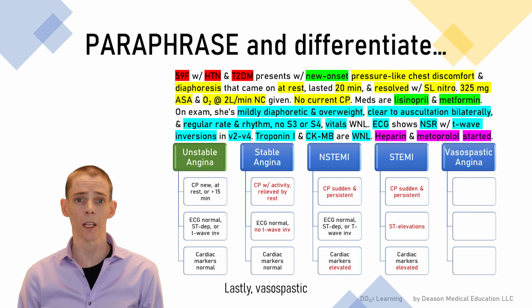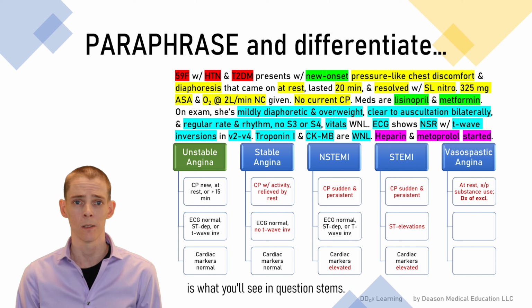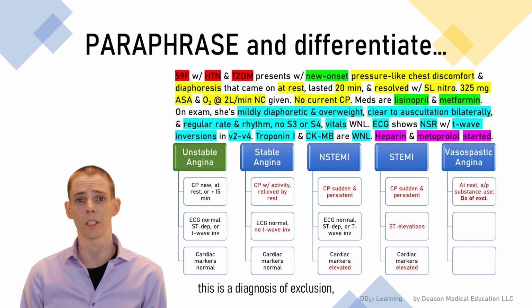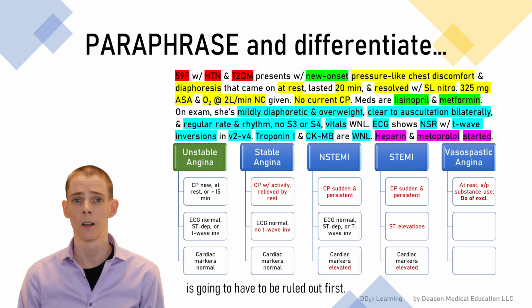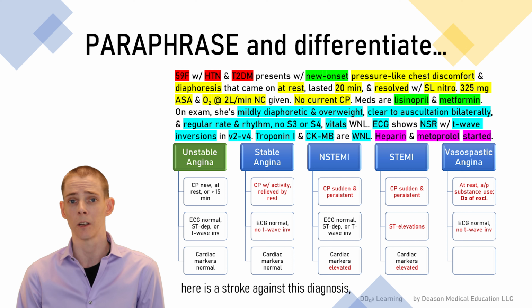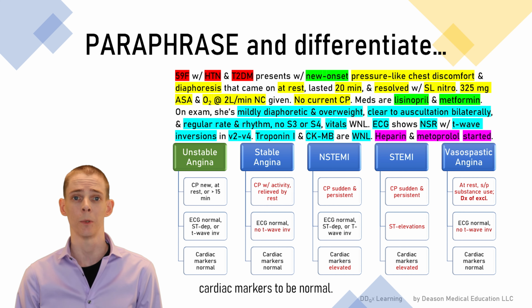Lastly, vasospastic angina would come on at rest. Typically, status post-substance use is what you'll see in question stems. We're also going to remember this is a diagnosis of exclusion, so everything else is going to have to be ruled out first. The ECG is going to be normal in that case, so the presence of the T wave inversions here is a strike against this diagnosis, and we would expect cardiac markers to be normal.